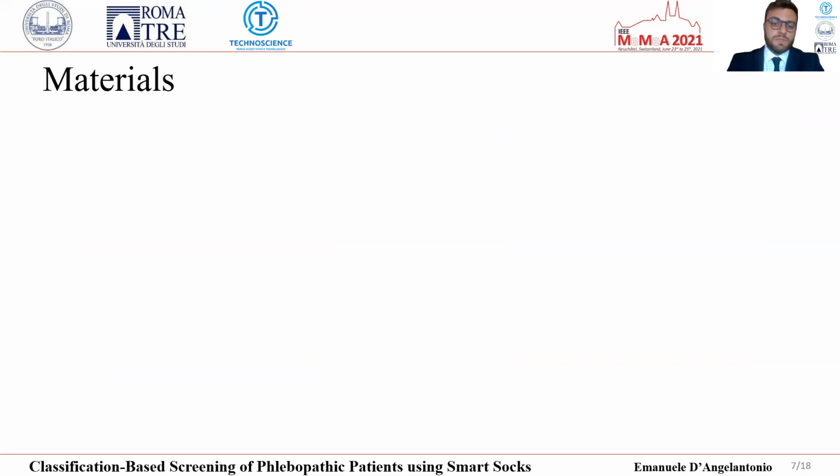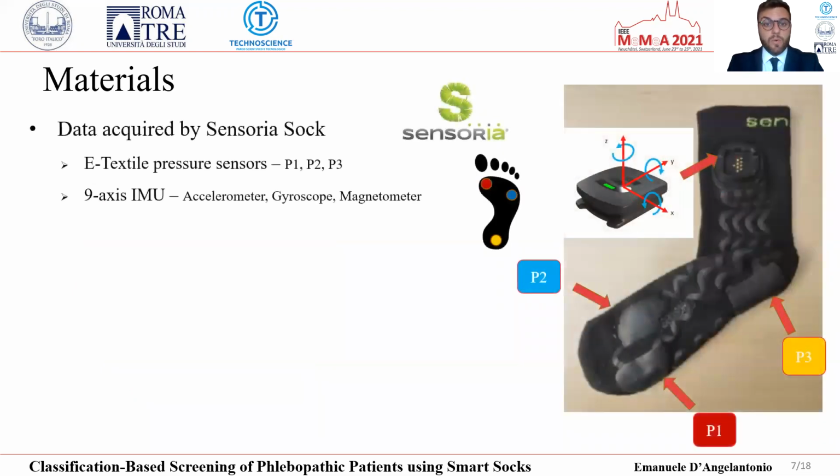The materials used are the data acquired by the Sensoria socks. Commercial socks represent the ones in the figure. They have three textile pressure sensors positioned at the first and fifth metatarsal head and under the heel, and a 9-axis IMU that is positioned a few centimeters over the malleolus.